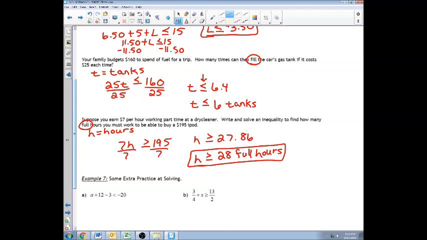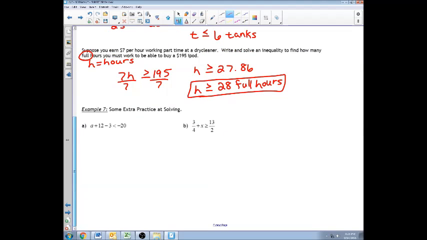All right. Why don't you go ahead and try example 7A and B on your own. Give it a shot. Let's see how you can do. Come on back when you're done, and we will go through them.